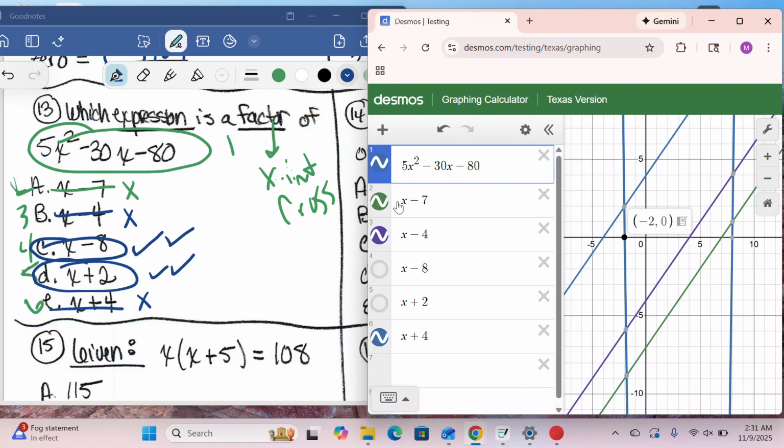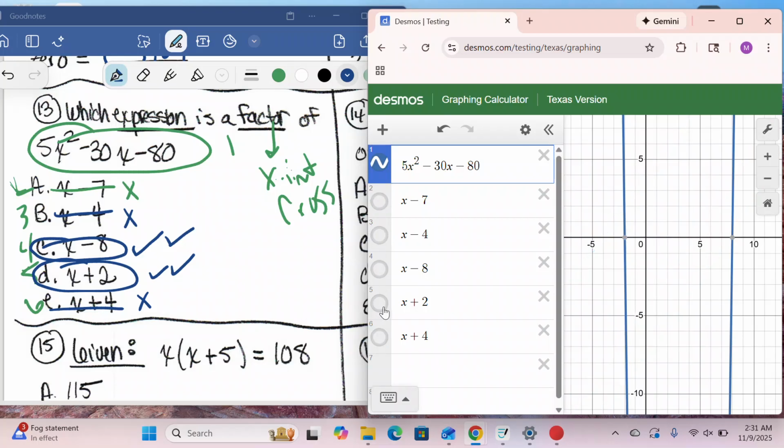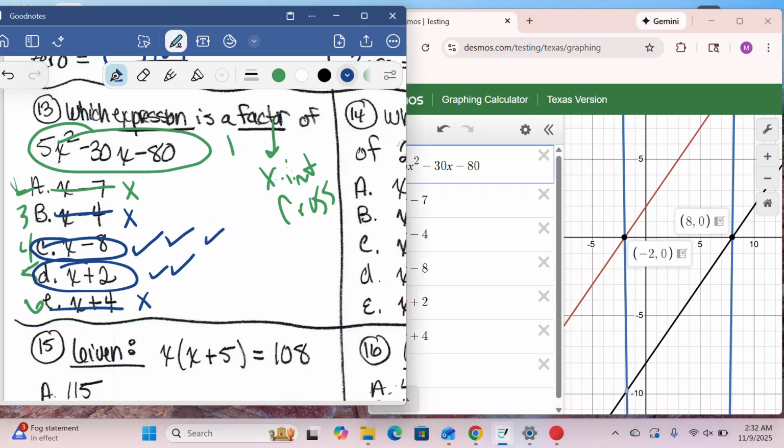Now I want to check the other ones. I unclick these, and then I check the other ones. I'm going to say x plus 2 is a factor, and x minus 8 is a factor. Do they cross my x-intercept? Yes. Do they cross my x-intercept? Yes. So once again, I checked and checked, and now I know that they are factors.